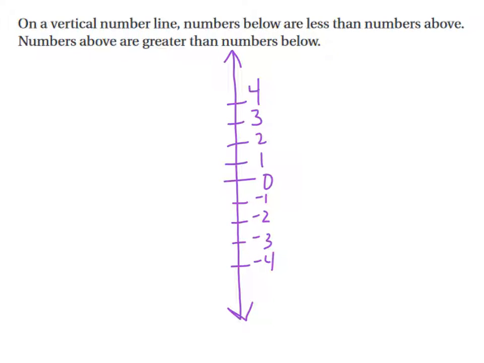On a vertical number line, numbers below are less than numbers above. Think of a thermometer. And numbers above are greater than numbers below. So again, if I'm trying to compare, I can just plot them on here. Let's say I wanted to compare 2 and negative 3. I can just plot where they are and know that the one that's below is going to be less than the one that's plotted above it.